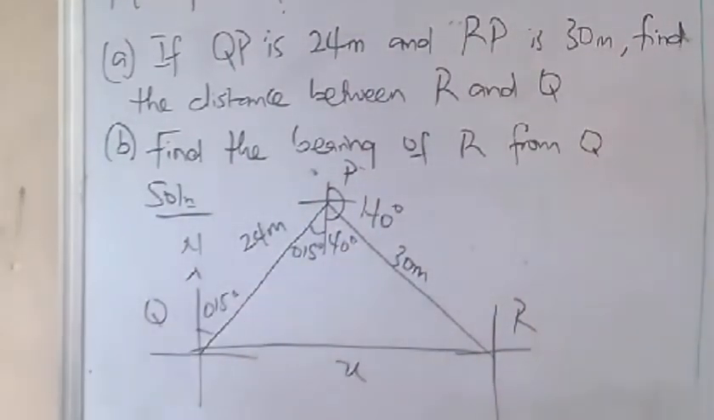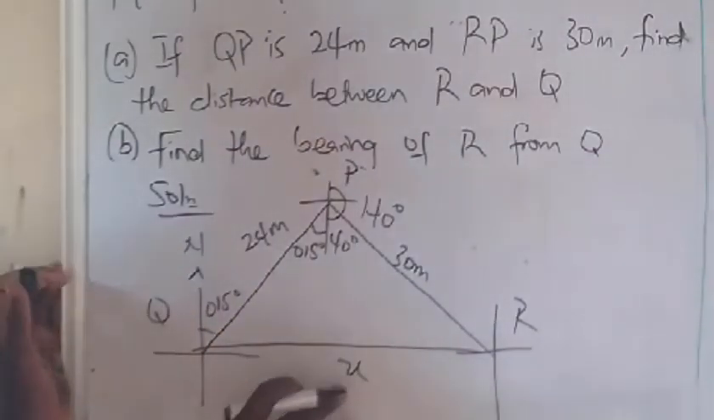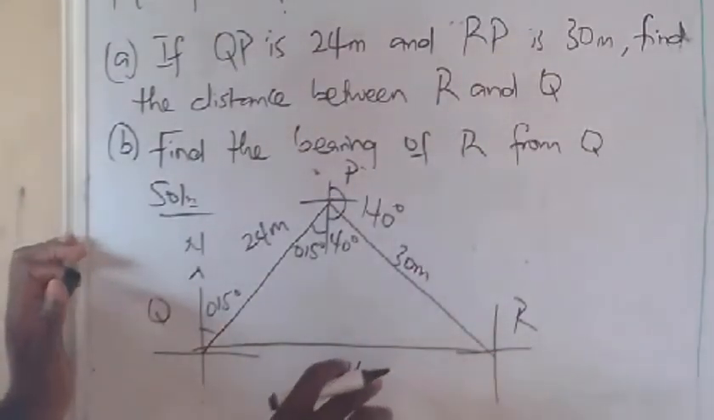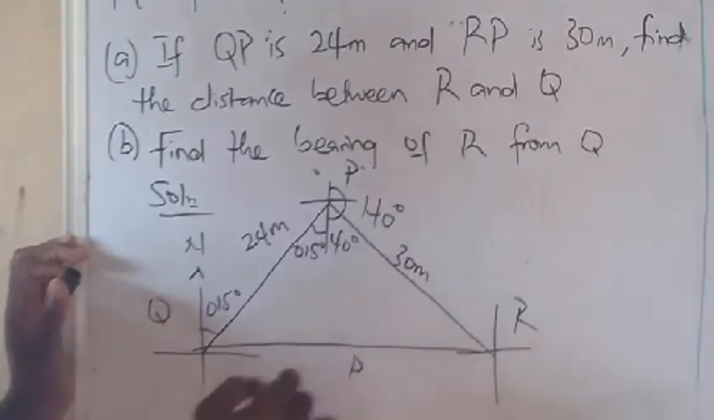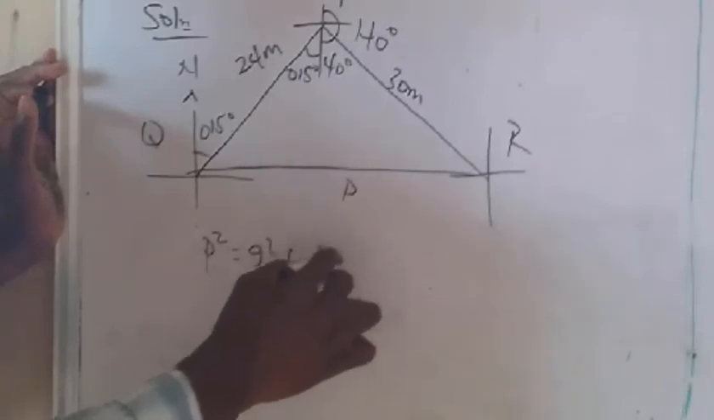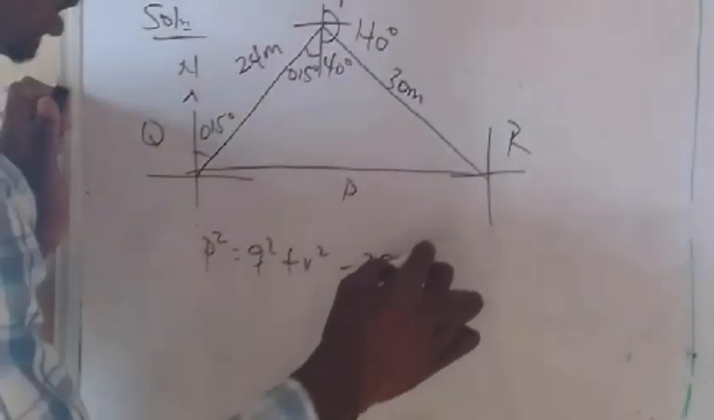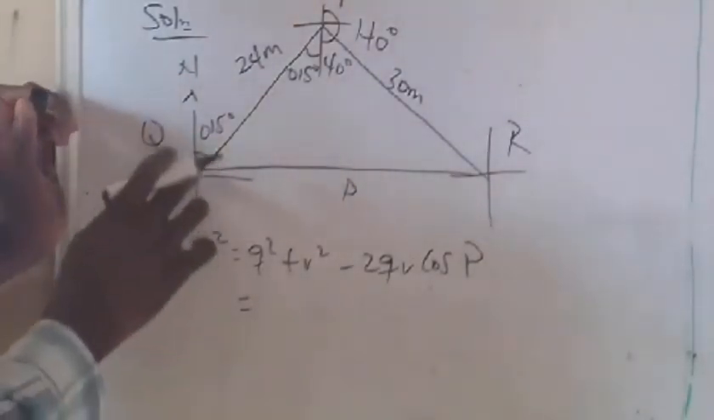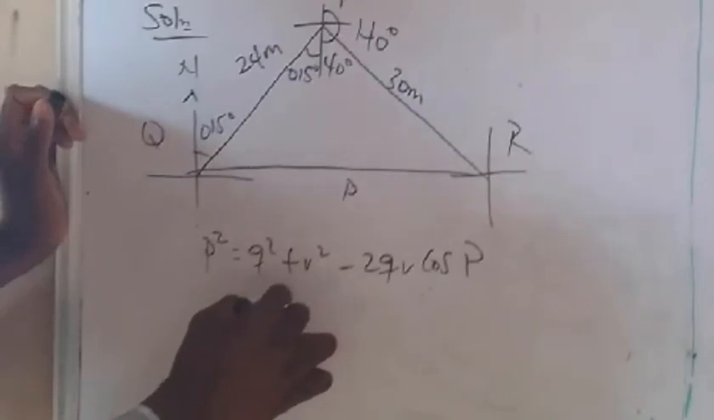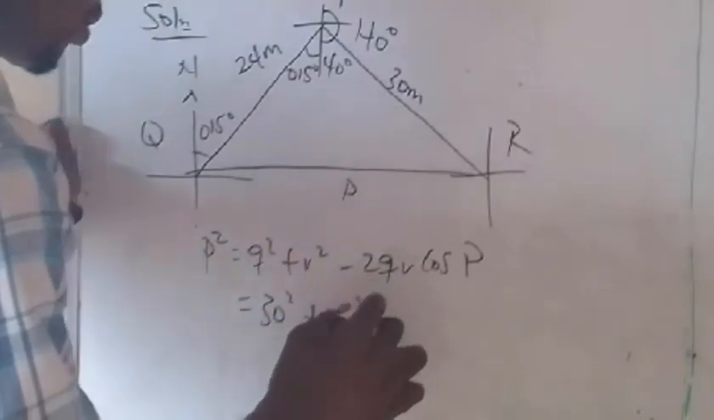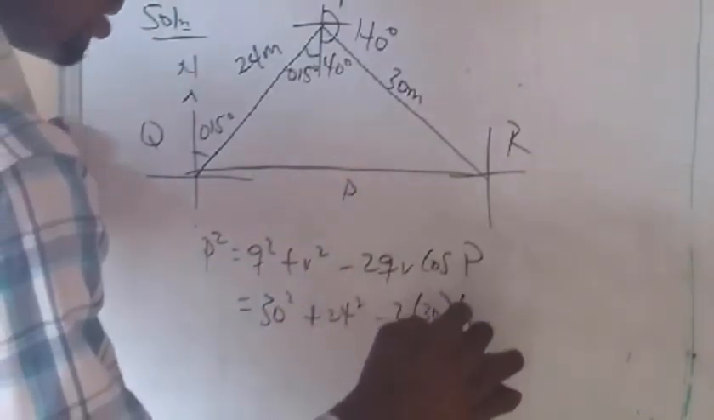Now, to find X, looking at the diagram, I can use the cosine rule. That's to find the side. For the side, let's say this is small p for angle PQR. p square equals q square plus r square minus 2qr cos capital P. In which case p square is not known. q is 30 meters. That's 30 square plus 24 square minus 2 into 30 times 24.